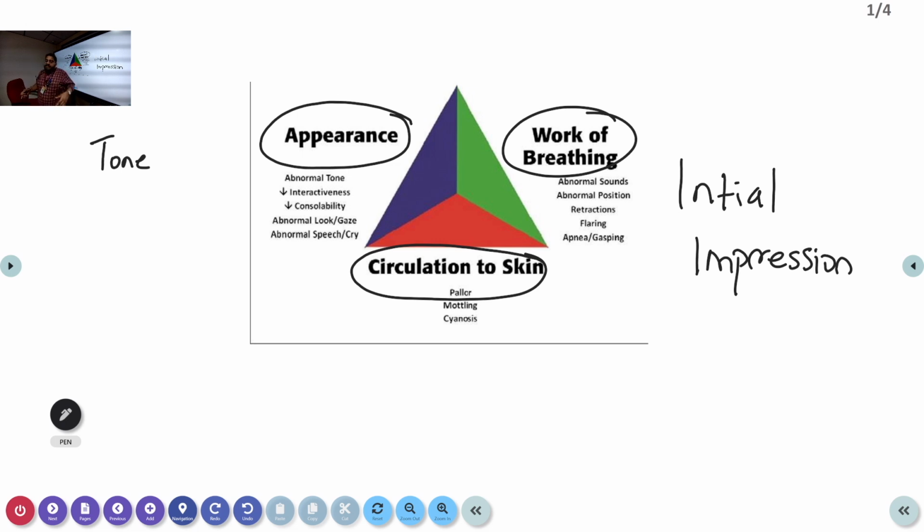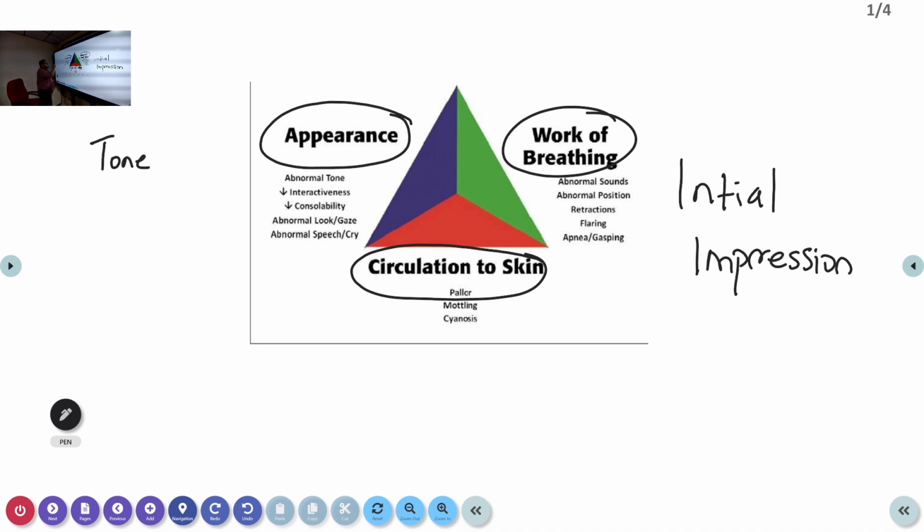Suppose you are seeing that the child is not at all moving, and the mother is carrying the child. Suppose the child is old enough to walk to you, but instead the child is being carried by the mother. Then you think there is some problem in the tone. There may be some paralysis, or the child is floppy. So you have to understand the tone of the child. In the appearance, the first thing to look at is the muscle tone of the child. That is the first thing you need to remember.